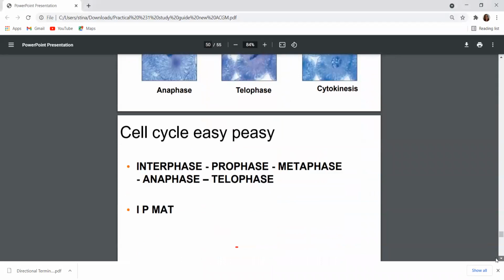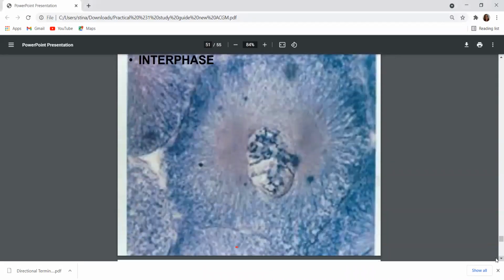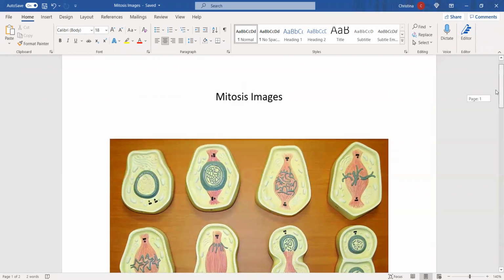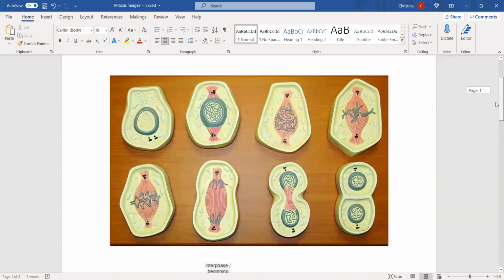Now, all of these pictures right after this, they are the same pictures we just went over, but they are blown up. So instead of going all the way over to these pictures again, I'm going to share another document with you. Okay, so this document I'll put in your practical 1 shell or module. So this is the model that we use in our laboratory.